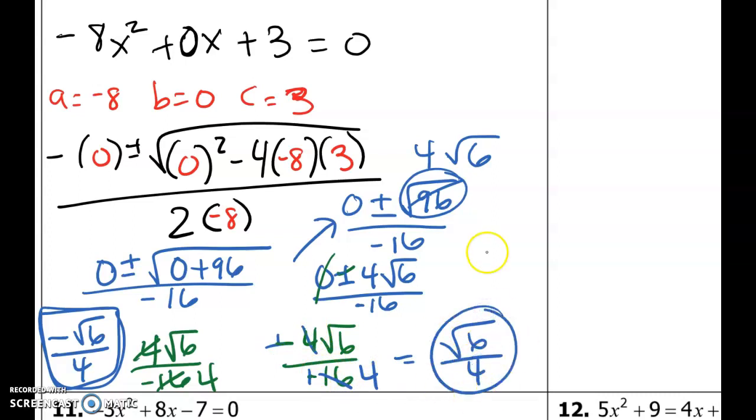Another way that I could write this is plus or minus the square root of 6 over 4. So either way is correct.